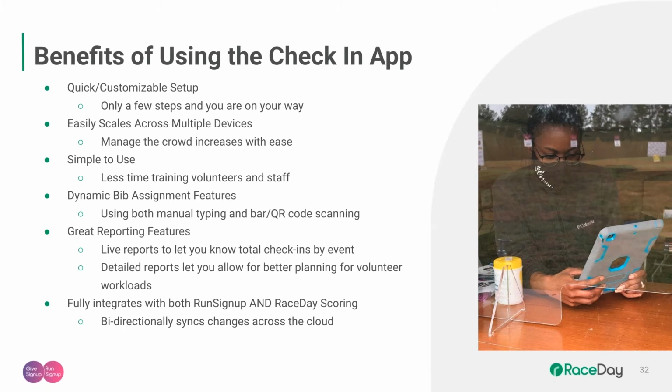The dynamic bib assignment feature is great for both manual typing and barcode QR code scanning. It also helps save money because you're not necessarily utilizing every single bib. Or if you have a 12% no-show rate, you can now utilize those. You could potentially oversell your event if you're capped, because you're going to have a 10% no-show, so that all bib numbers are used. There's great reporting features, both live reports on the app and detailed reports that allow you for next year's volunteer planning.